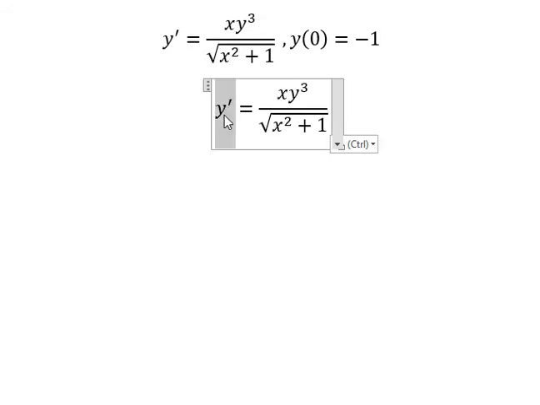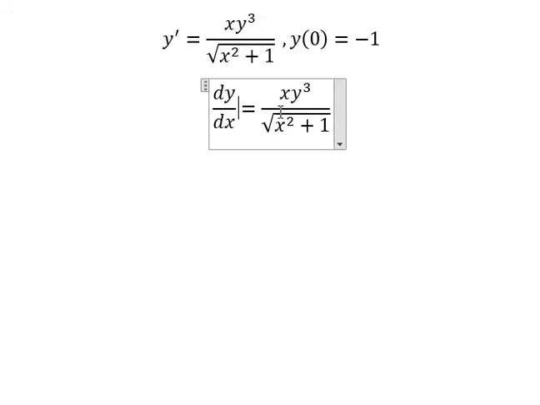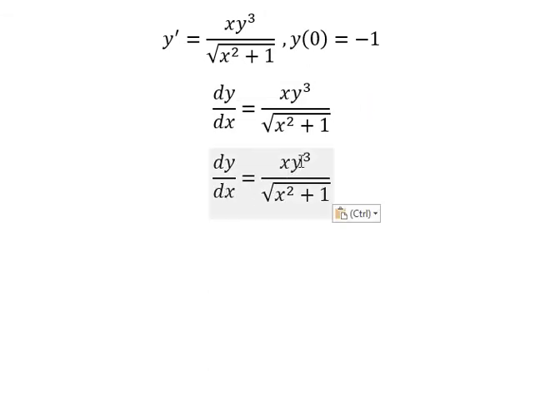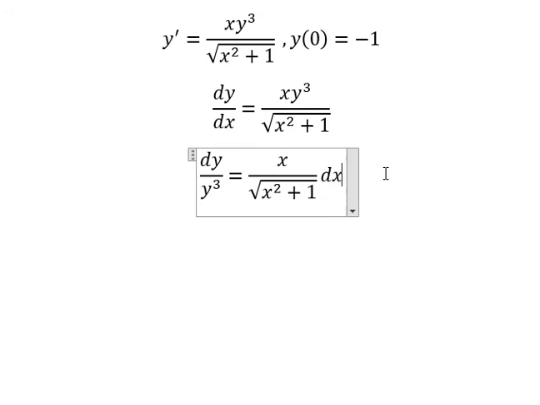For this one, we change dy over dx. dx we put on the right, y to the power of 3 we put on the left. Next, we integrate both sides.